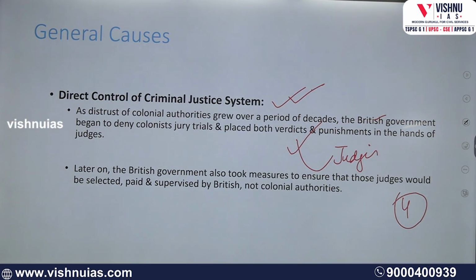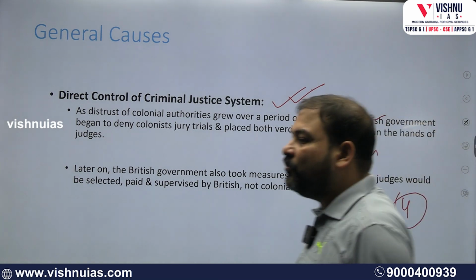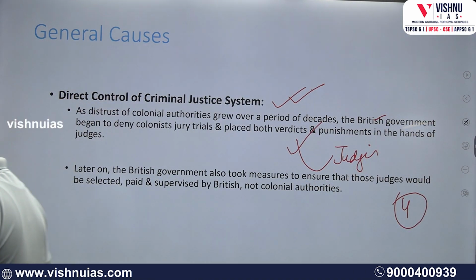Guys, some of you might be thinking, are the judges totally going to be partial, do you have to be worried? Because earlier there was jury, now there is judge. The reason for the worry was that the British government said we will pay these judges, we will supervise them also. So everything was now in the hands of British authorities. That's why there was so much worry at this point of time as far as the Americans are concerned. This was your which point?